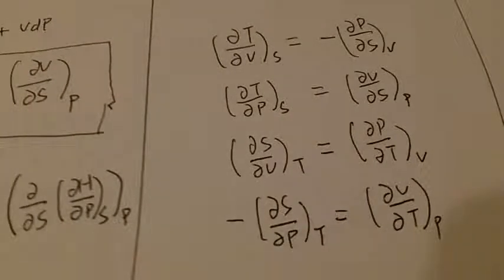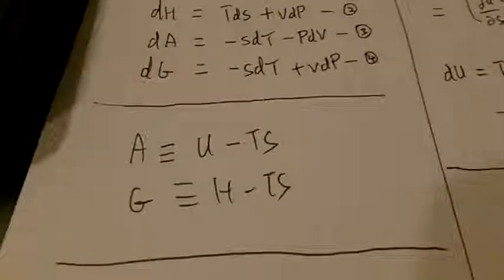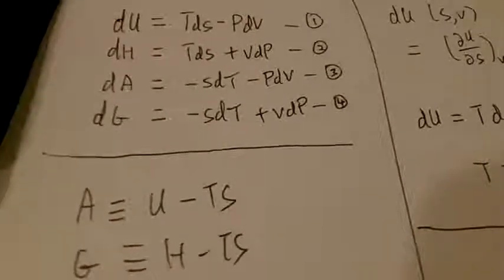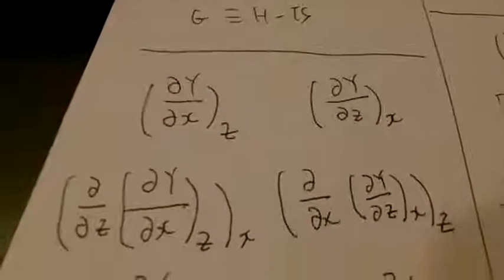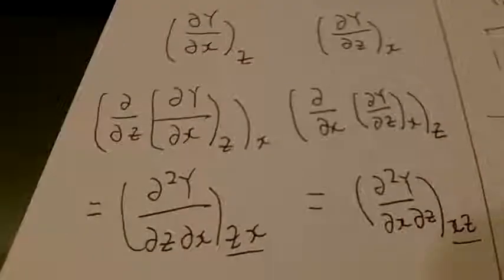We don't have to memorize them. As long as we know these 4 relations and all these processes, the partial differential rules, we can actually just derive these 4 Maxwell relations.